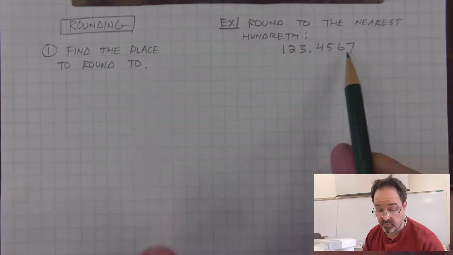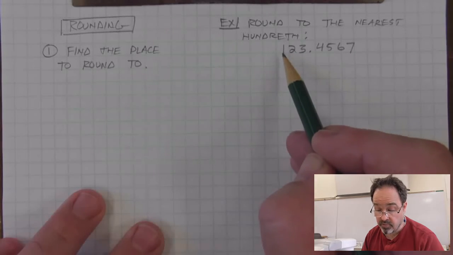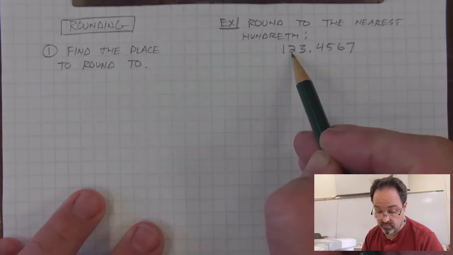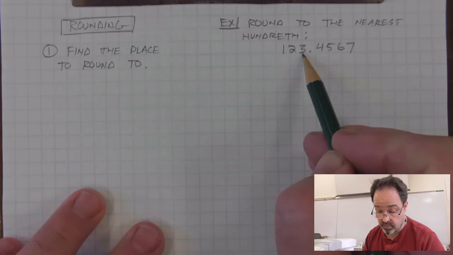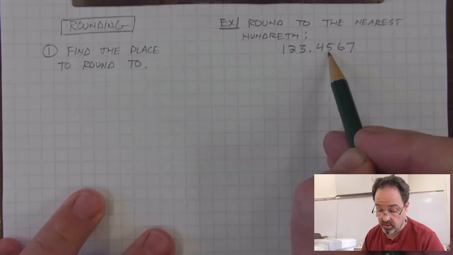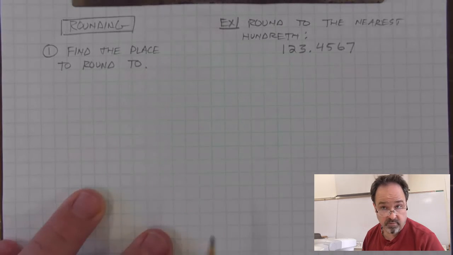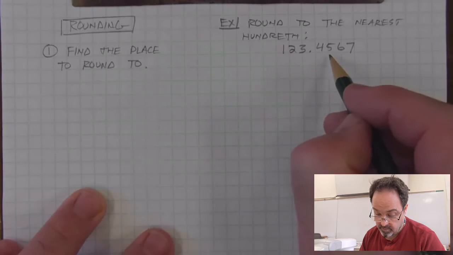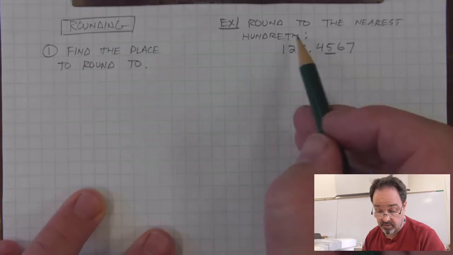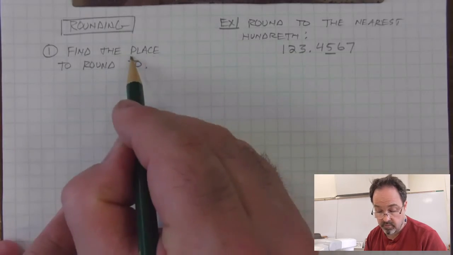The places or the positions of these digits are: the 1 is in the hundreds place, 2 in the tens, 3 in the ones, 4 in the tenths, 5 in the hundredths, 6 in the thousandths, and 7 in the 10,000ths. This 5 is in the place that we're asked to round to. So we'll call that the place.